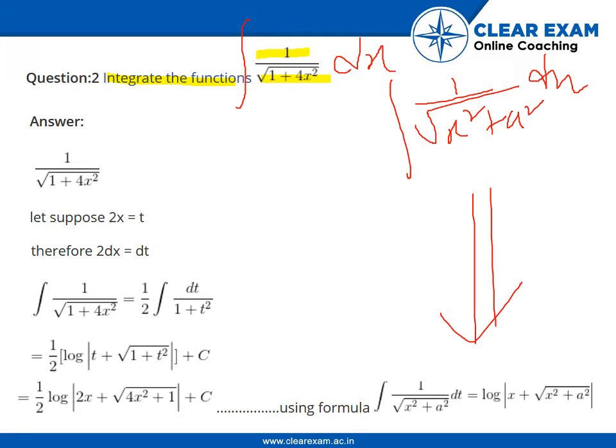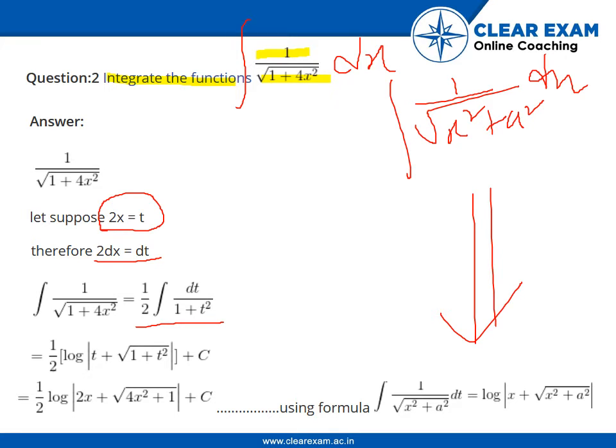So let us do that. So what we do, we suppose 2x equal to t, and then we differentiate it on both sides. So we get 2dx is equal to dt. Now we substitute the values respectively in the integration, and our integration gets simplified to half multiplied by integration of dt upon 1 plus t square.